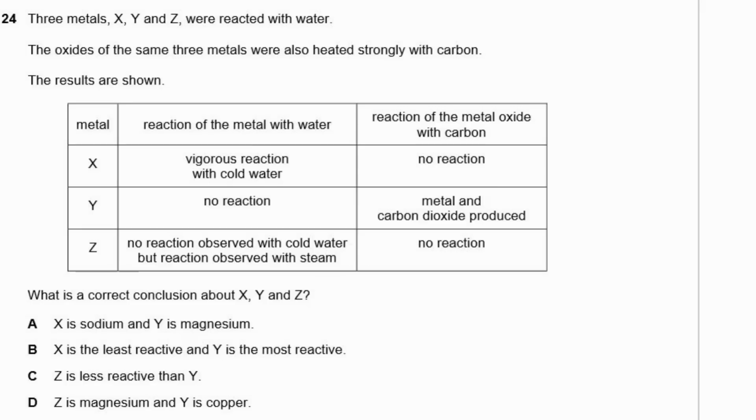And when you react the metal oxide with carbon, there's no reaction again. So what could the result be? If we look at these possibilities down here, X is sodium and Y is magnesium. X is sodium, vigorous reaction with cold water. Well, that sounds pretty good. Y is magnesium. There's no reaction of metal oxide with carbon. Well, there actually is a reaction. It reacts with carbon to form magnesium and carbon monoxide. So that isn't true.